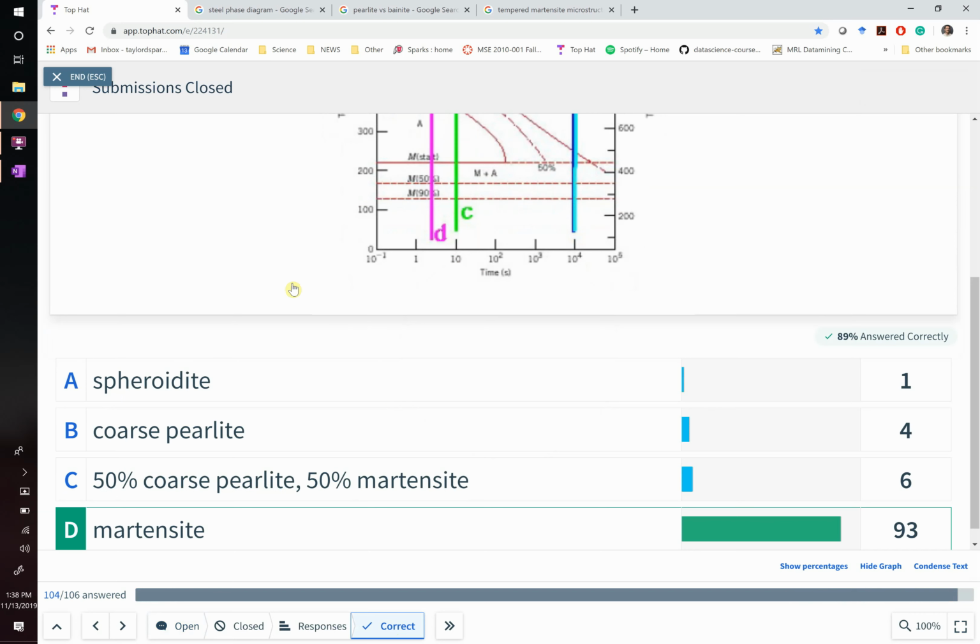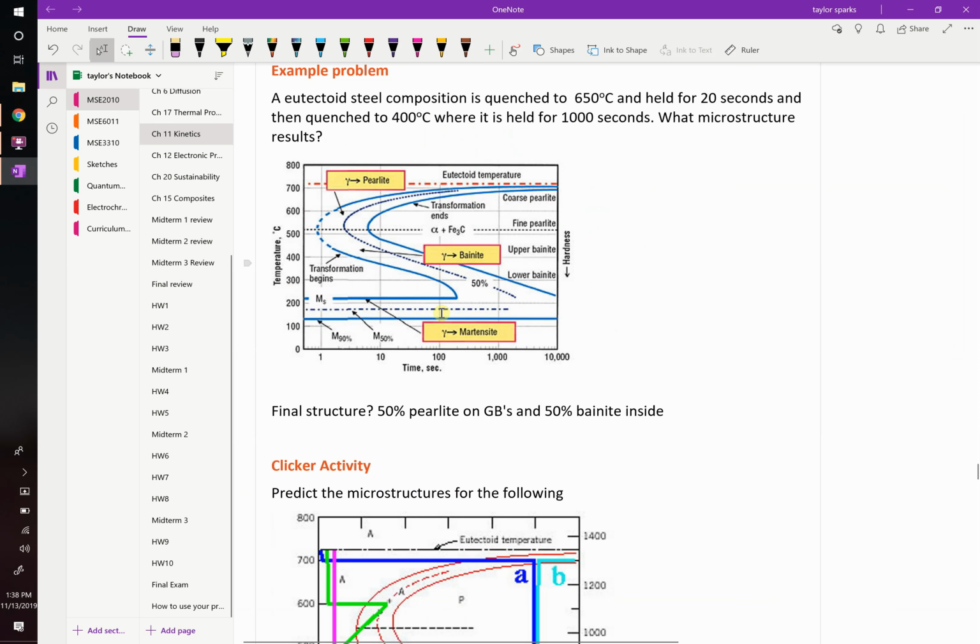Okay. So we could go on. There's a bunch more of these. I'm just going to post them as reviewable on Top Hat. So anytime you can go back and look at what the correct answer of them would be. But for the sake of time, we're going to keep going. Are there any questions on using these TTT diagrams? Are they pretty clear? Yeah, Abby?